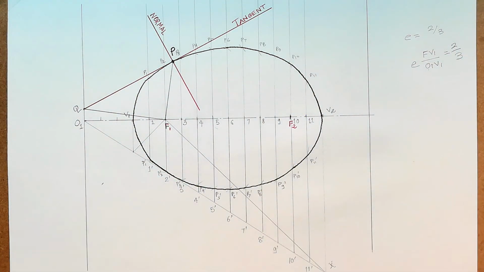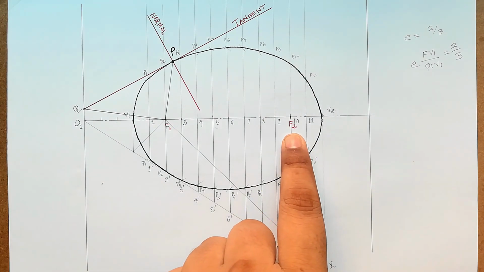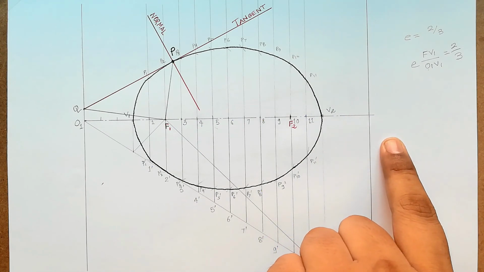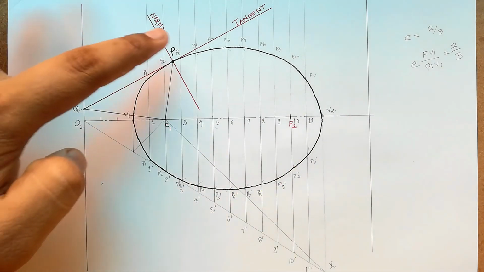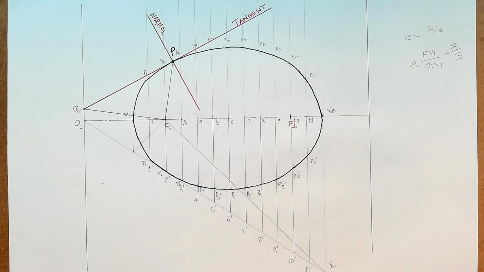Okay, so this is our final answer, where I have represented the ellipse using the focus and directrix method. I explained to you how to identify focus number 2, how to identify the directrix, and how to draw the tangent and normal to any kind of ellipse where the directrix is given. So this is all for today's video.